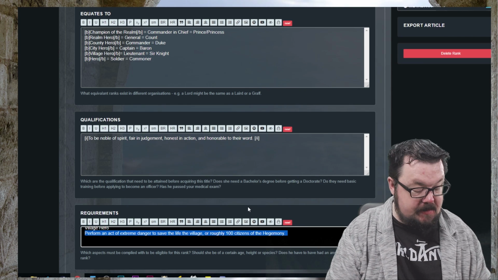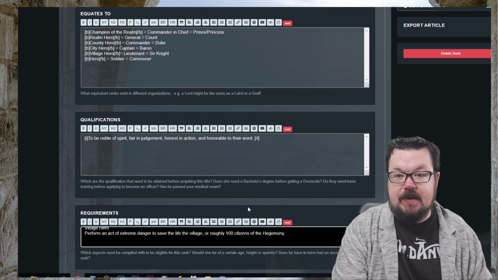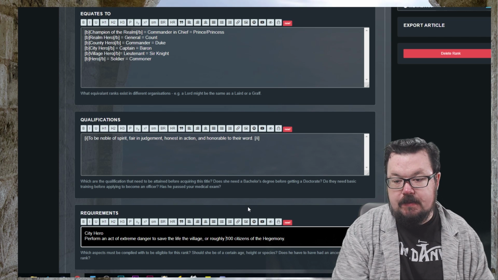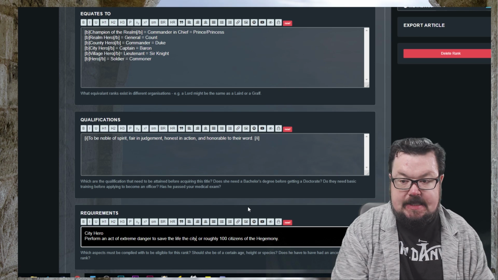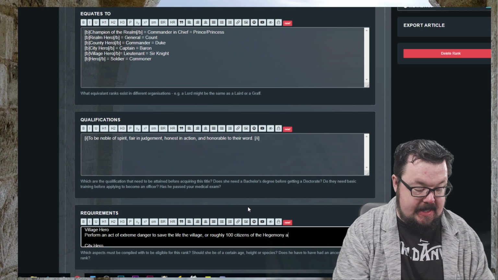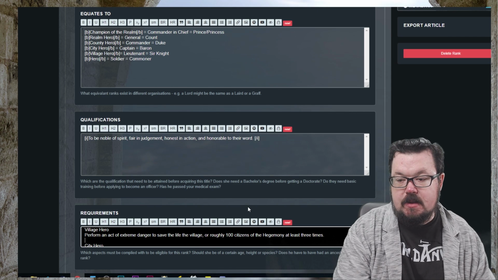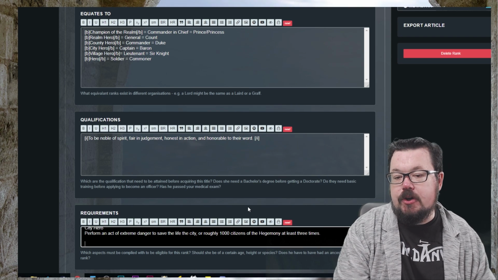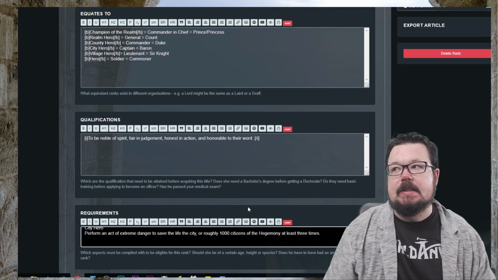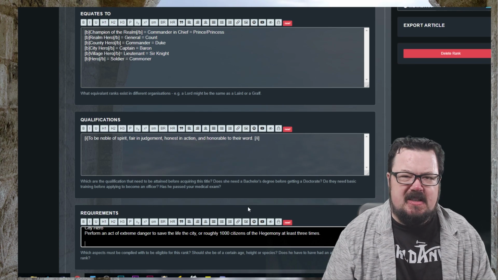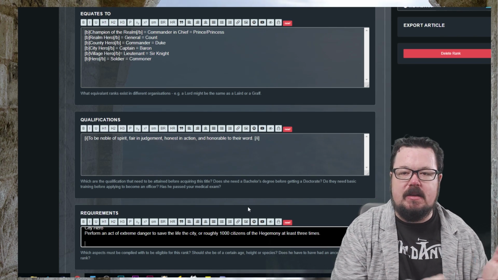So I'm going to copy this because I can see where this is going. So that's village hero, city hero. Perform an act to save the life of the city, or roughly 100,000 citizens of the hegemony. And you know what I'm going to put here? At least 3 times. 3 is the magic number. So Captain Kirk, who saved the universe once or twice, you're a hero. Saved the universe 6 times. Now you're demoted to captain because you didn't follow the rules. You know, I mean, it's crazy, right?